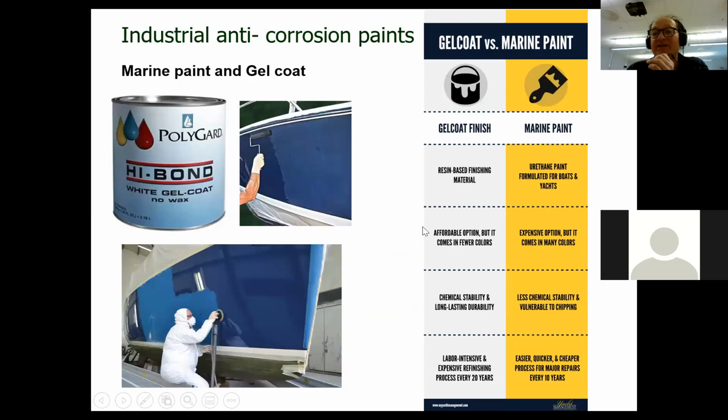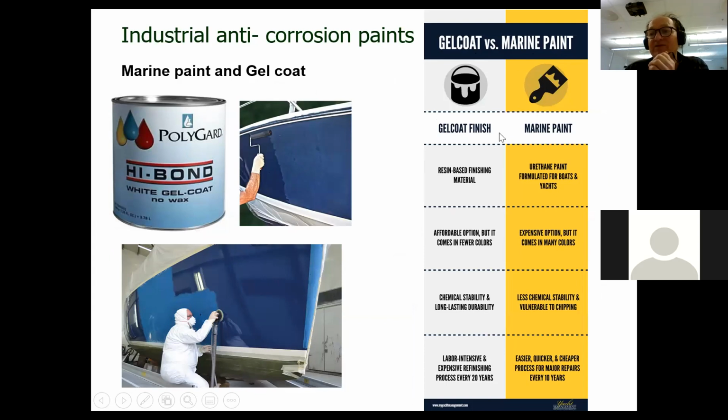Now here's an example of painting a boat. And if you can see in here, you can see two different colors here, which is quite common. Here's another, also two different colors. Actually, in this particular case, the person is polishing the paint. So what we're showing here specifically are two types of paint. One is called a gel coat, and the other one is just called marine paint.